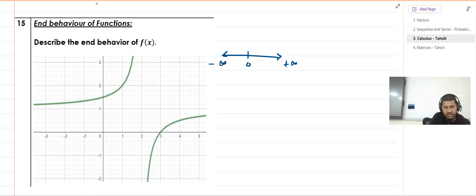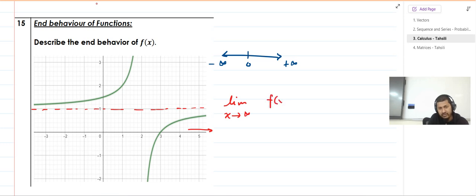So what's happening when the graph is going towards positive infinity? When the graph is going towards positive infinity, I can see like there's an asymptote happening here, right? So limit as x approaches positive infinity of the function f of x, I can see this is going towards, the value is going towards 1, isn't it? Why? Because it's going higher, it's not going to touch that. There's an asymptote. So 1.